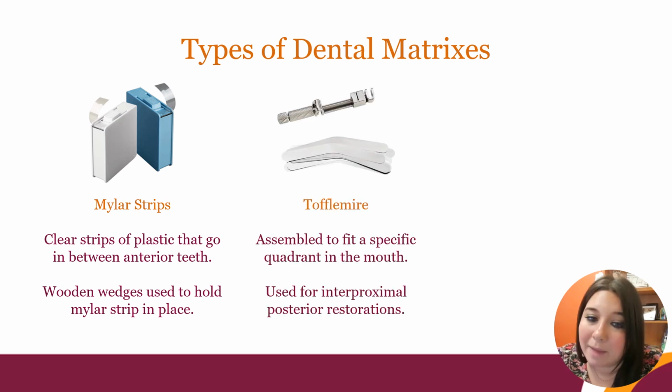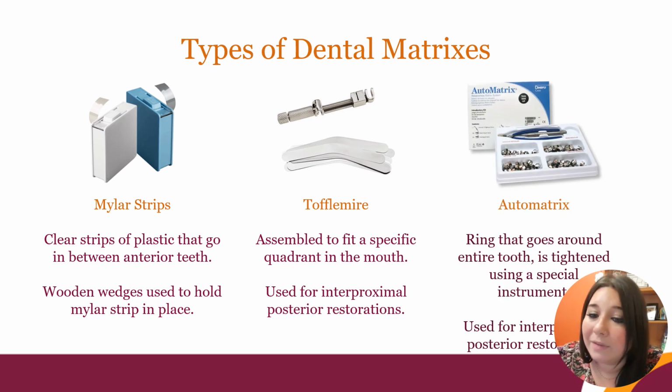Then we have a Tofflemire. They are assembled to fit a specific quadrant in the mouth and used for interproximal posterior restorations, usually for amalgam restorations. I don't find myself using this very often, especially not for composite restorations. There just are better options out there, but this is the most common matrix for amalgams. We have the auto matrix, which is a ring that goes around the entire tooth, and it's then tightened with a special instrument. You can use these for interproximal posterior restorations.